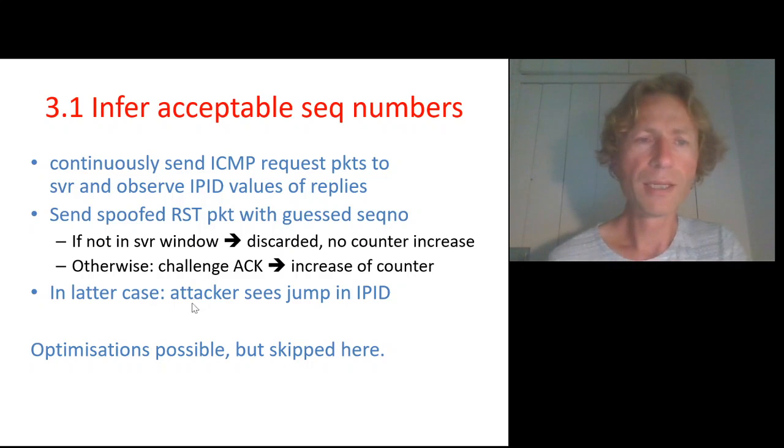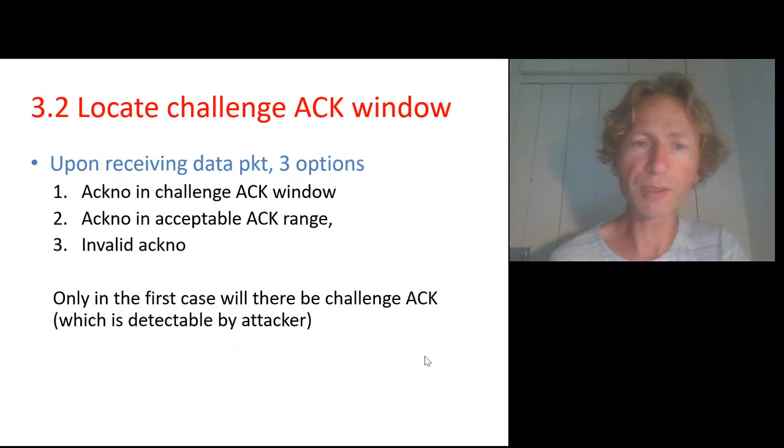Okay. So in the case it's in the acceptable range, we should see a jump in the IP identifier. It shouldn't just increase by 1 by 1 by 1 by 1 by 1. It should all of a sudden see an increase by 2. Okay. And again, there are optimizations, but we don't talk about those. Next thing to do is to locate a challenge ACK window. Okay, so that was the second sub-step.